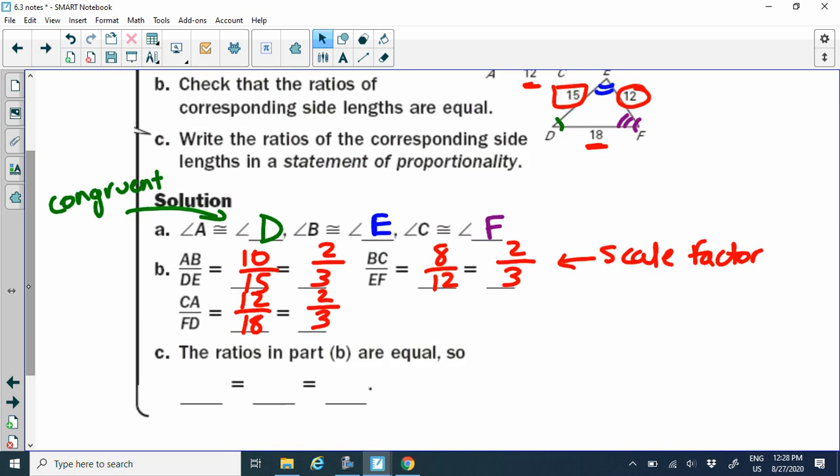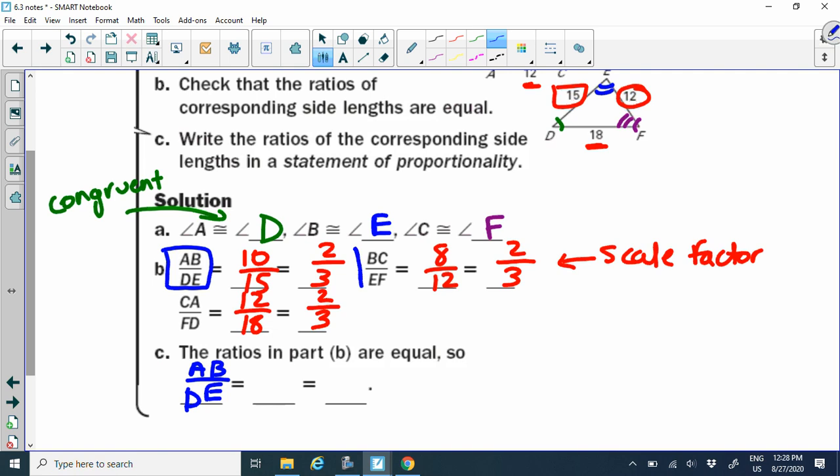Okay, last thing is to write the ratios of corresponding side lengths in a statement of proportionality. I know this sounds like so much, but really it's very easy. Where we see AB over DE, we write that. And then where we have BC over EF, we write that. And lastly, CA over FD. This is just saying that all the sides have the same scale factor.